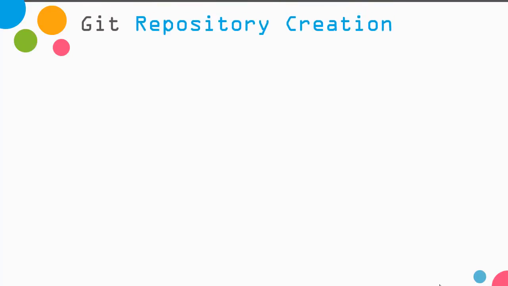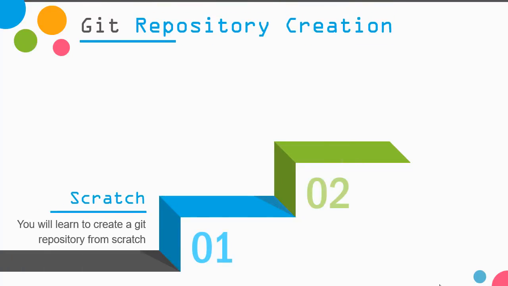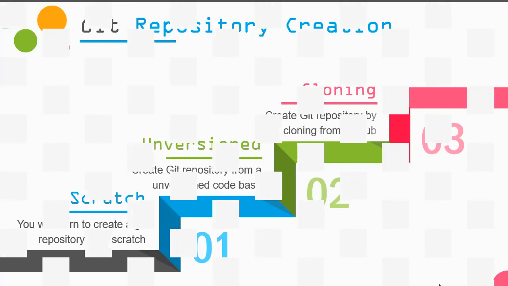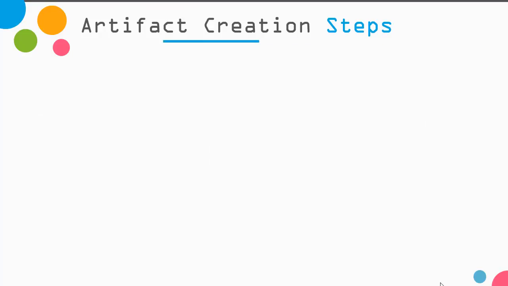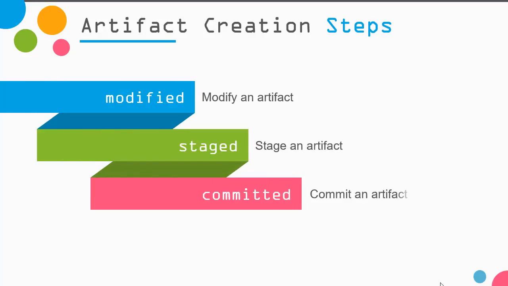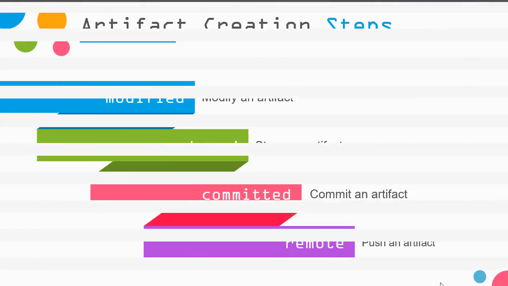I'll show step by step the 3 techniques to create Git repository from scratch, from an unversioned project, and by cloning from GitHub. Here I will teach the 3 important states in Git repository: modified, staged, committed. Finally, you need to push your changes to remote repository.